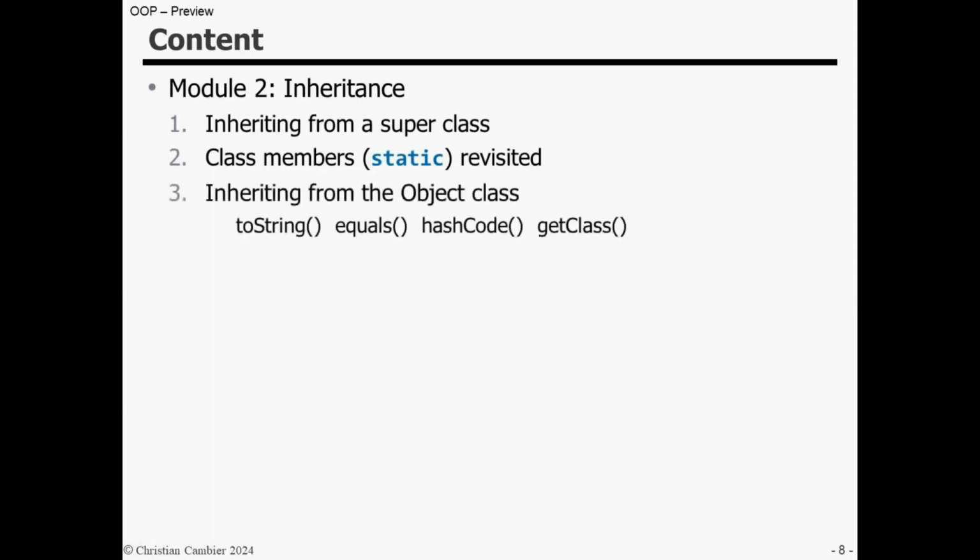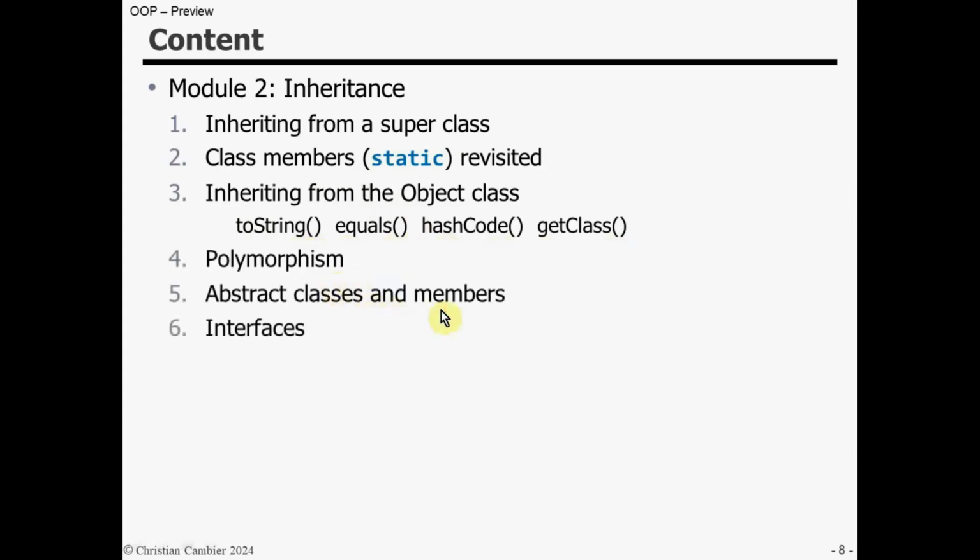Chapter 3: inheriting from a class called Object, which is the top class, let's say, of the Java class libraries of the JDK, the Java Development Kit. Now, in that class several methods are defined, and we'll have a closer look at the toString, equals, hashCode, and getClass methods. Then we move on to the very powerful principle of polymorphism, abstract classes and members, and finally interfaces. So a lot of ground to cover.